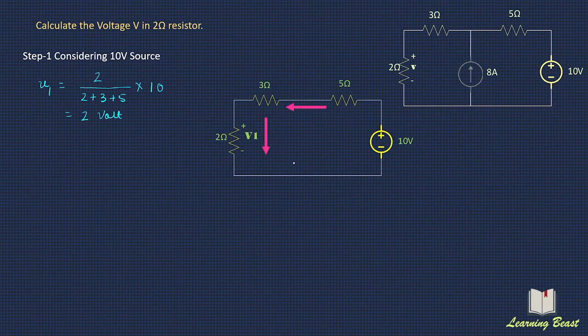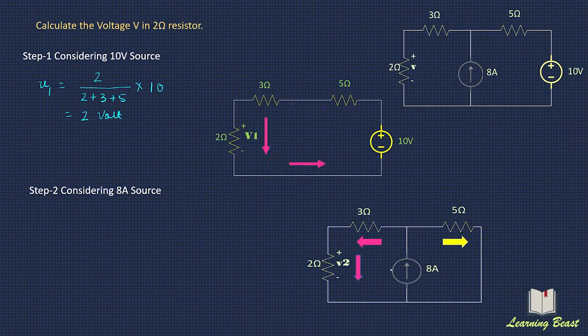Now we will consider another source, which is a current source of 8 ampere, and we will turn off this voltage source. So here we will redraw the circuit and the circuit will appear like this. Here the voltage source is replaced by a short circuit. Now we have to calculate the value of voltage V2 in the 2 ohm resistor.